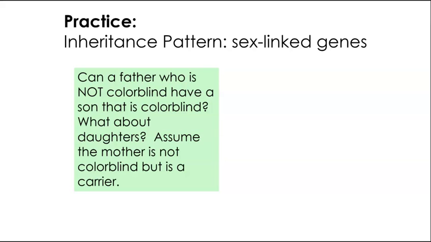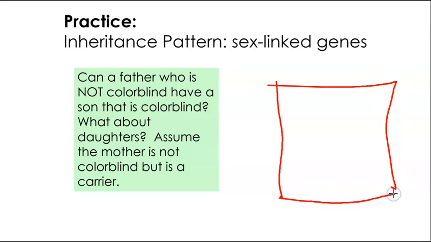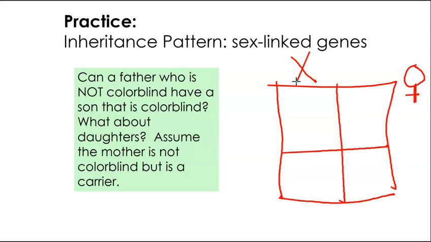Let's annotate here. A little slow. Okay, so we can draw our Punnett square again. First, let's determine the genotype for mom. Okay, so we know that mom has two X chromosomes. She's a female. So two X chromosomes for mom. Dad has an X and a Y.